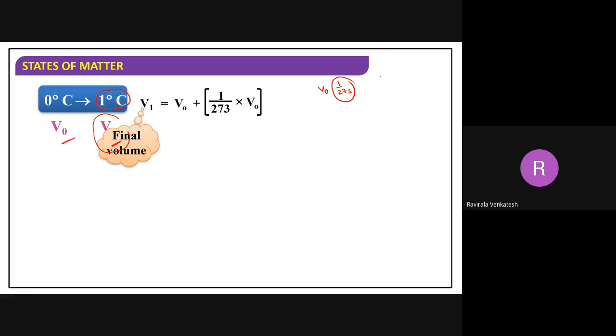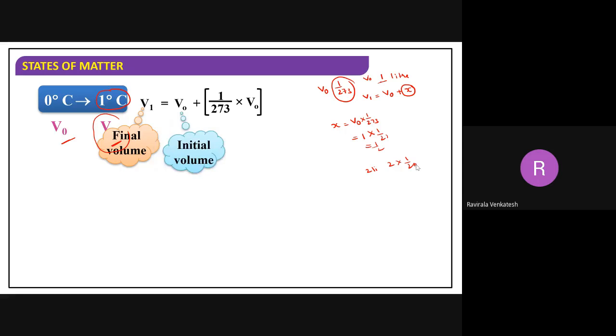For example, the initial value is 1 liter. This is V0. Now we calculate V1, which is V0 plus the amount X increased. This amount X will be the initial value into 1 by 273. The initial value I have taken is 1 liter, so 1 into 1 by 273 is 1 by 273. For example, if the initial value is 2 liters, then 2 into 1 by 273. Like that you have to do.